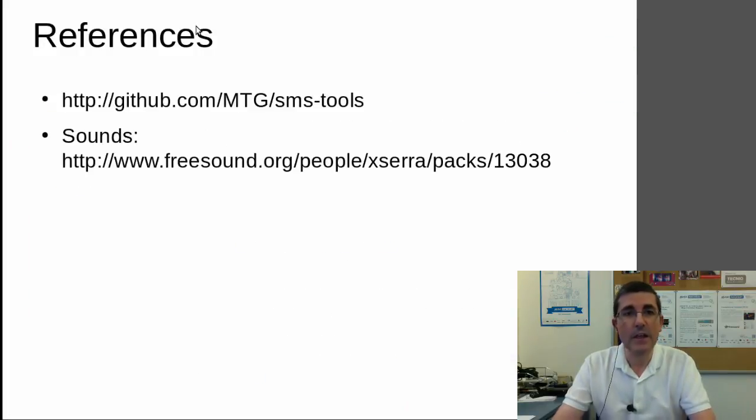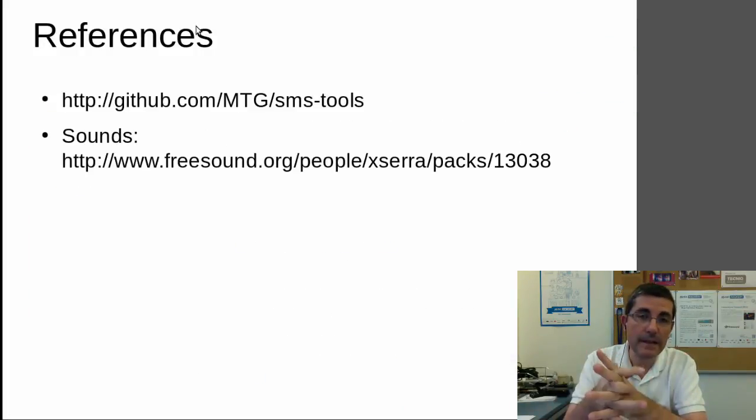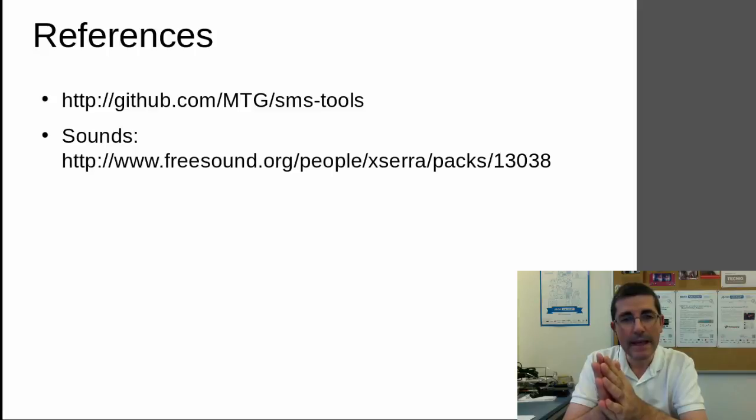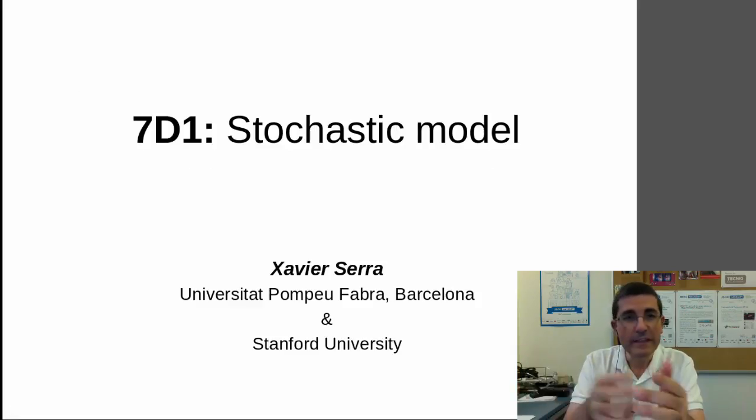Okay, so that's what I wanted to show. We have looked at one implementation of the stochastic approximation that we have talked about. Within the SMS tools, we have this code that approximates a sound using this model, and we have used some sounds from Freesound. Hopefully that has given you a flavor of what it means to approximate a sound with this stochastic modeling approach. And of course, we're going to be using that for the residual of some signals.